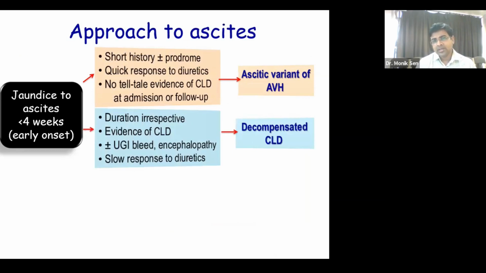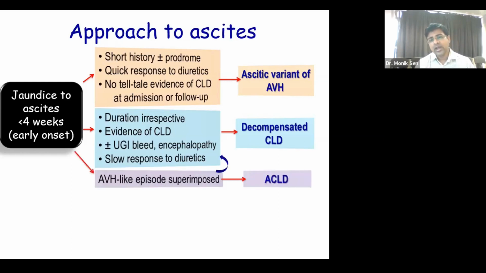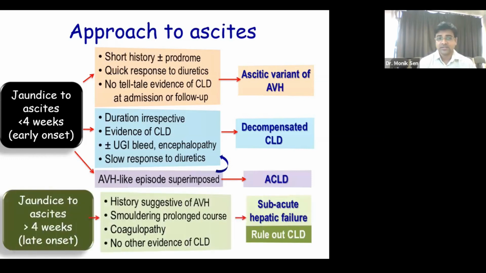The other type is you have a short history of jaundice, but you have an evidence of CLD, maybe in the form of upper GI bleed or encephalopathy. So this is a decompensated CLD. Then you have an AVH-like episode which is superimposed to this early onset of jaundice, and as I've shown you in the previous slide, an acute and chronic liver disease.